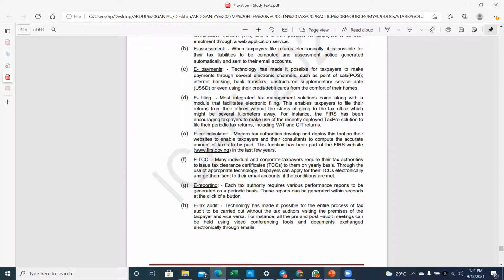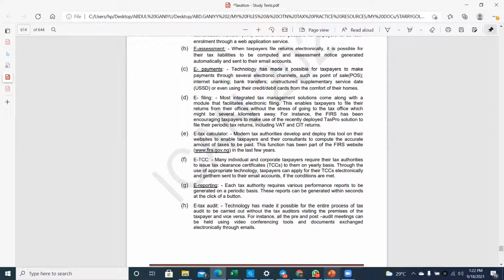Some states were forced to lock down their business activities. Okay, so therefore, you cannot visit taxpayer premises, and the taxpayer as well cannot visit the tax authority offices. Okay, so we have to fall back on auditing electronically. So the Finance Act of 2020 has introduced the e-tax audit.